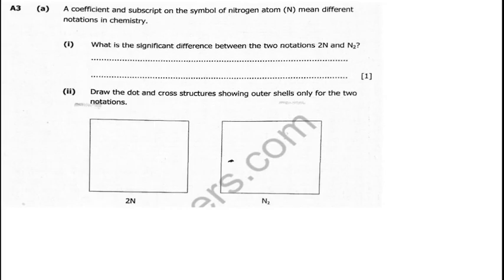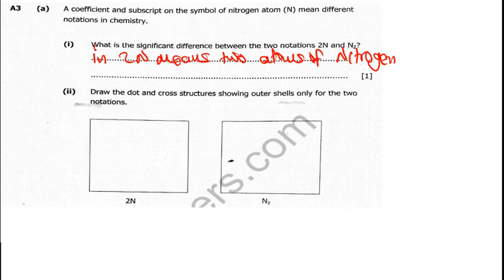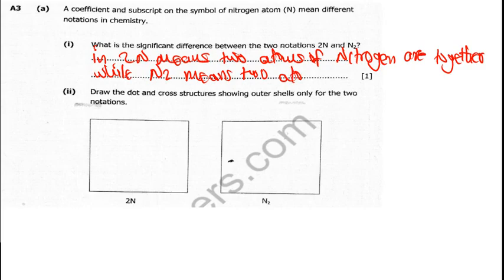So the significant difference is that 2N means two atoms of nitrogen are together, while N2 means two atoms of nitrogen are bonded to each other.